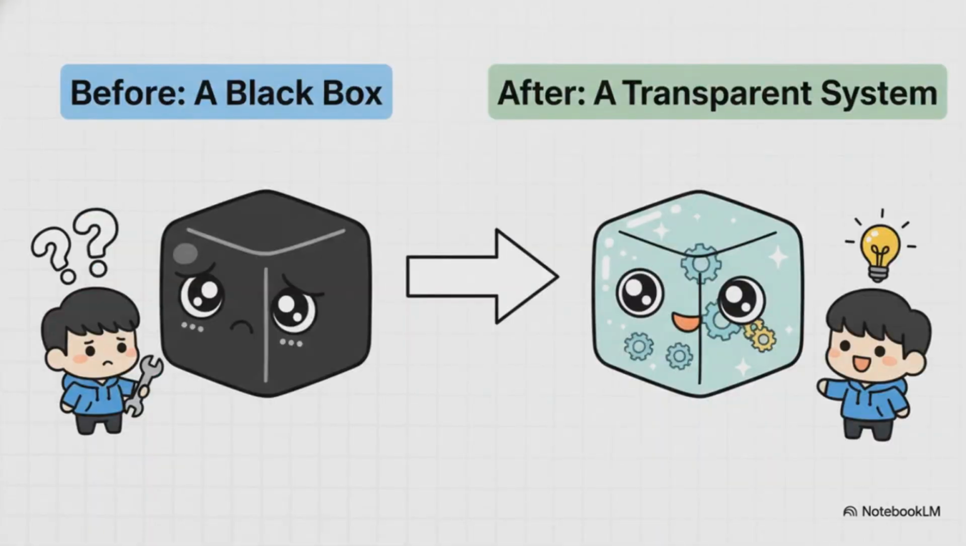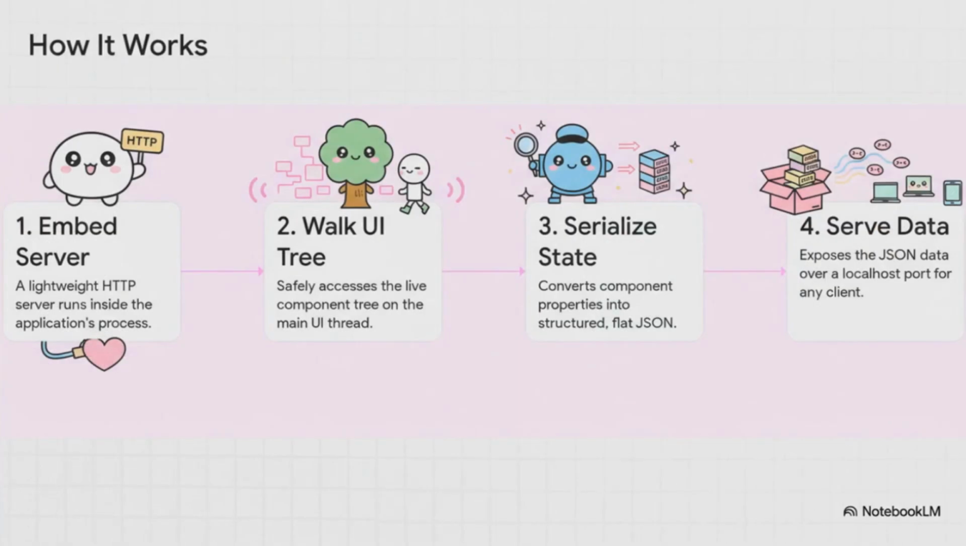This one simple change creates this profound transformation. The application is no longer this opaque box that you can only poke at from the outside. It becomes a transparent system that can tell any client, a test script, an AI agent, a developer tool, exactly what it's doing, what state it's in, and what's possible at any given moment. So how does it work technically?